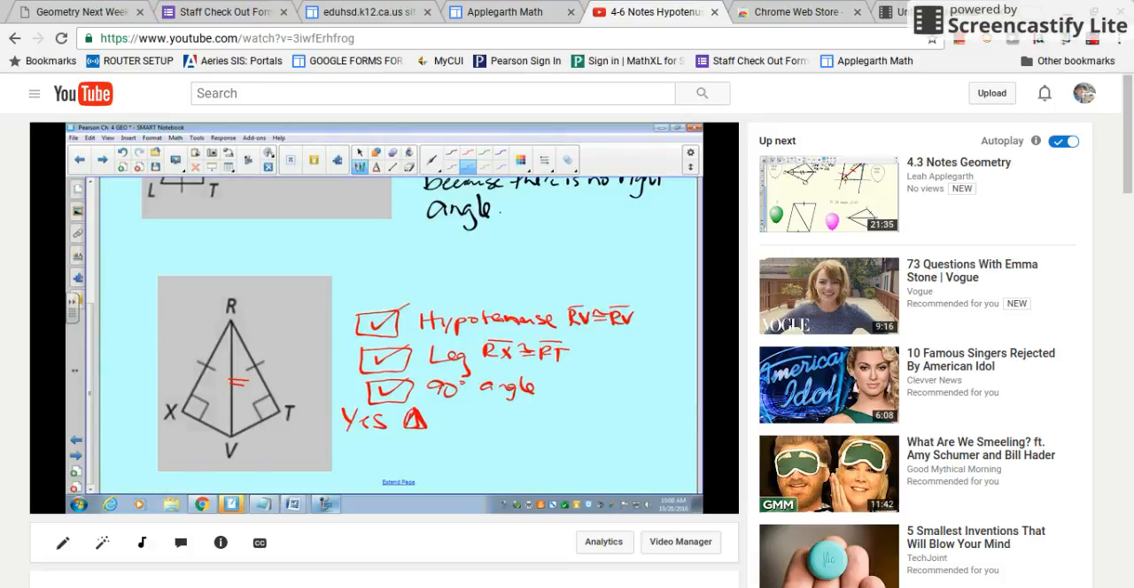Let's write that. So triangle RXV is congruent to triangle RTV by hypotenuse leg theorem.